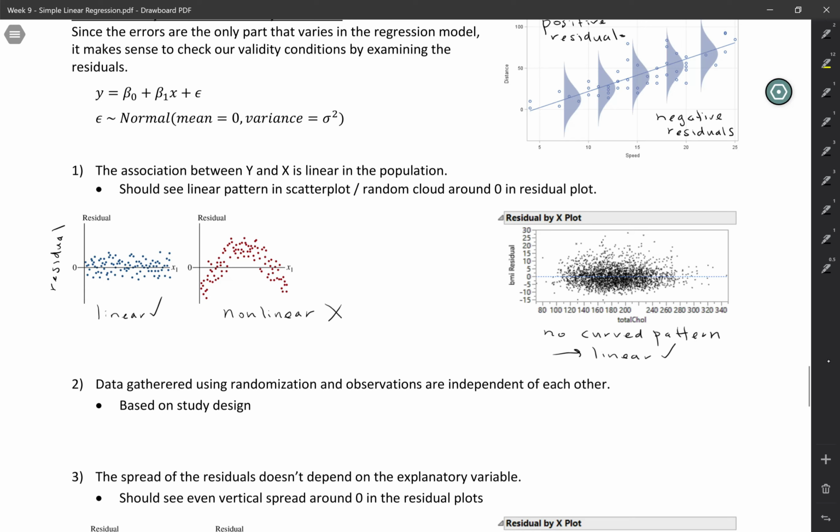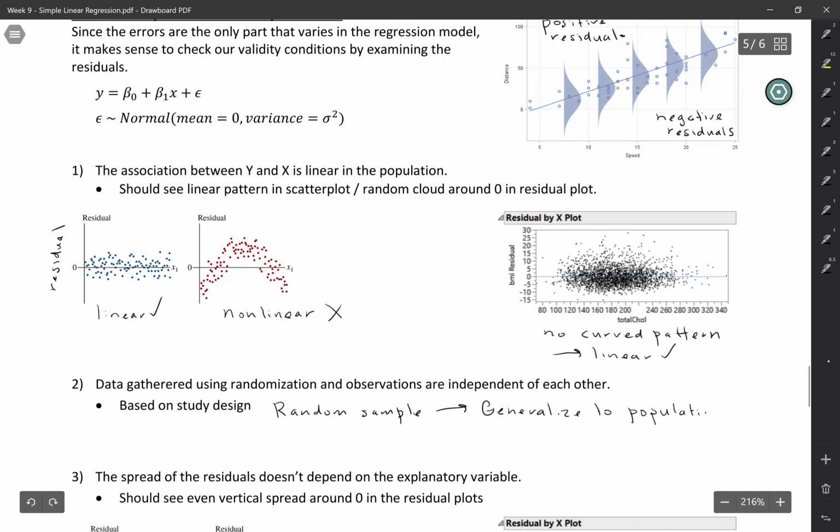and that the observations are independent of each other. So remember, the types of conclusions that you can draw depend on the type of randomization that you have. If you have a random sample, that's going to allow you to generalize to the population. And if you have random assignment, then that's going to allow you to make cause and effect conclusions.